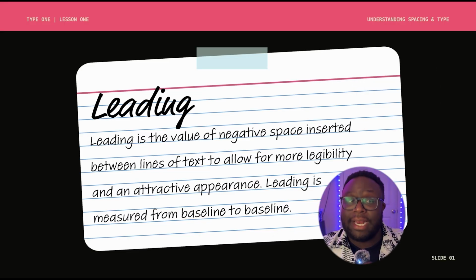First up is leading. Leading is the vertical space between lines of text, and back when typesetting was done with letterpress, the space between the lines of text was achieved by laying strips of thin lead between each line, hence the name. And you've probably encountered leading when writing papers in middle school or high school. I'm sure you've heard it dozens and dozens of times.